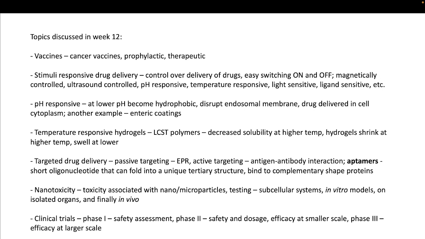We have been looking at vaccines for the past few sessions. In the last session we focused a lot on cancer vaccines, and what prophylactic vaccines and therapeutic vaccines are. Then we discussed what an autologous vaccine and an allogenic vaccine are. And since the course is drug delivery, we have looked at some very specific examples.